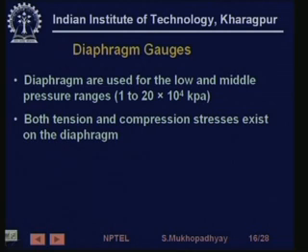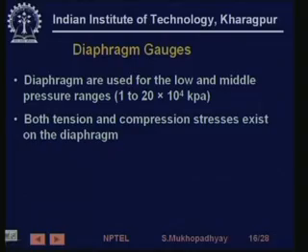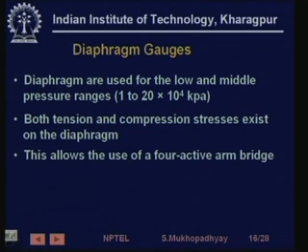pressure. So, as I said, diaphragms are used for low and middle pressure ranges. They can be used for measuring quite good pressure, 10 to the power 4 kilopascals. They can also be used for low pressure measurement. By low pressure, I do not mean extreme low pressure, which are measured by things like ionization and Pirani gauges. In the diaphragm, both tension and compression stresses exist on the diaphragm.